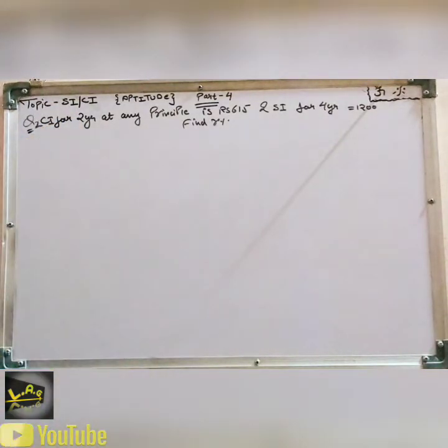In this you are asked: CI for 2 years on a principal is 615 and SI for 4 years is 1200. We have to find the rate percent. It means you have been given the CI and the SI, and the particular years are also mentioned. You have to just find the rate percent. How can it be done? Let's start with this.